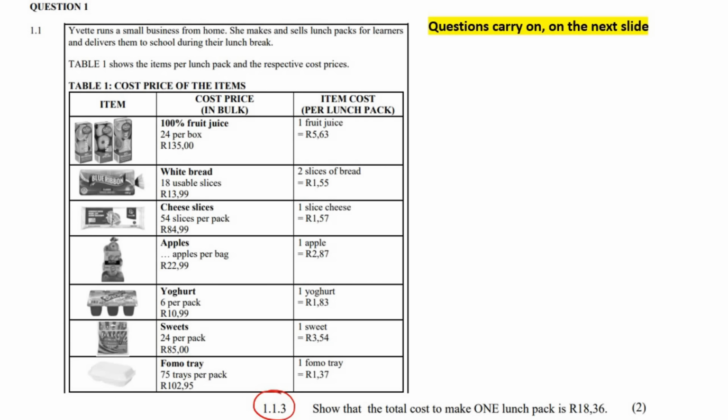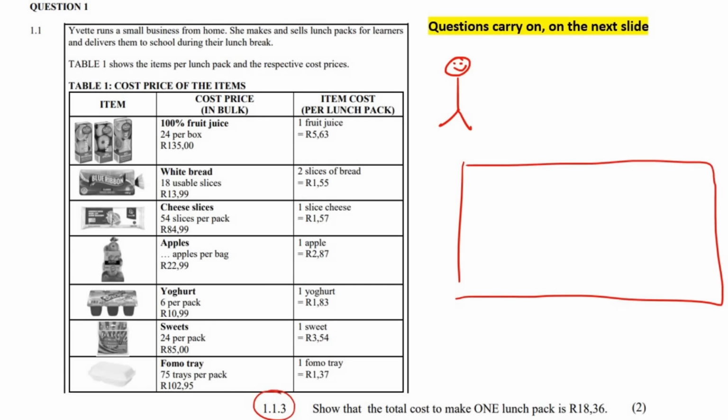This next question says, show that the total cost to make 1 lunch pack. Okay, so what they want us to work out here is how much it costs for 1 learner. So here you've got this learner. Let's go draw a learner. Okay, and this learner is about to receive a lunch pack. Now, in that lunch pack there's going to be 1 fruit juice, which is going to be 5 Rand 63. There's going to be 2 slices of bread, which is 1 Rand 55.